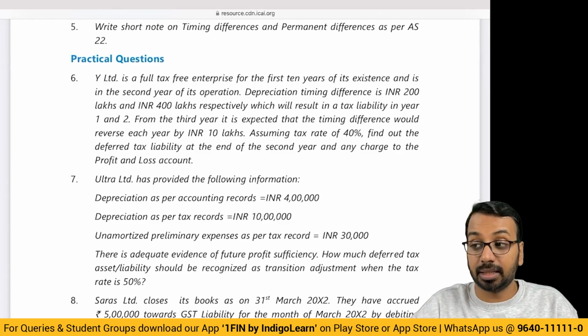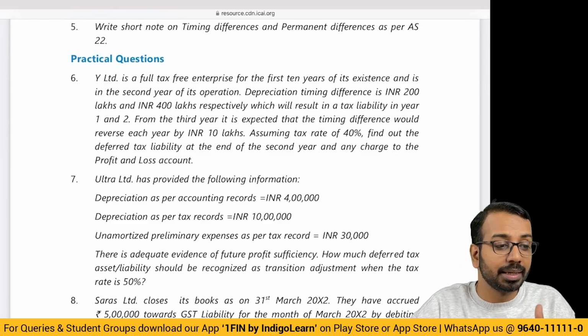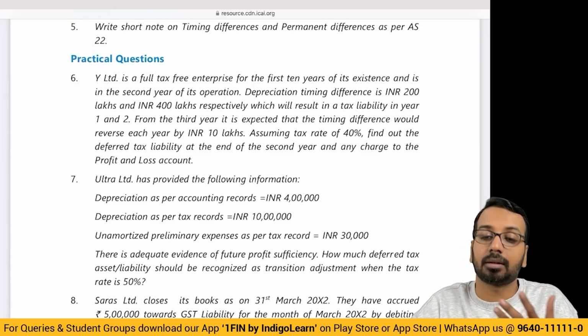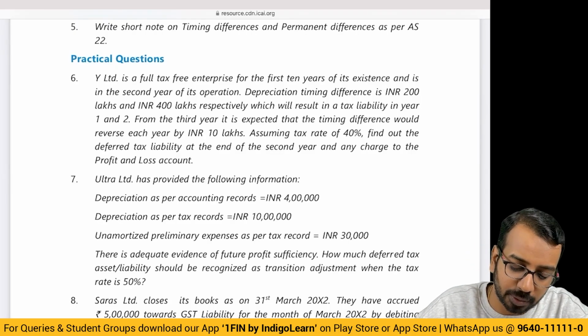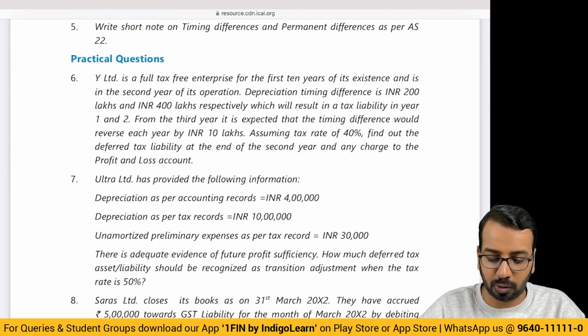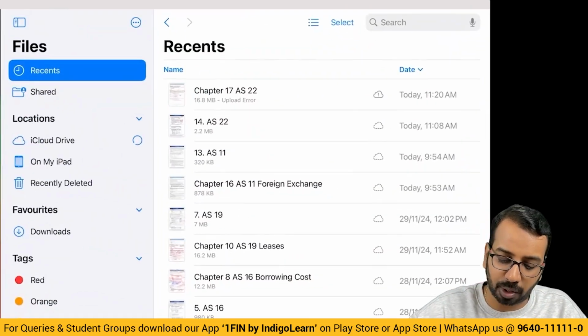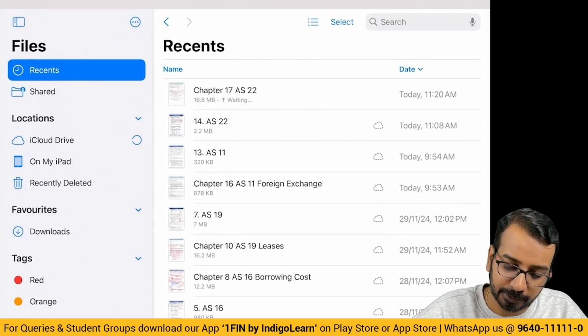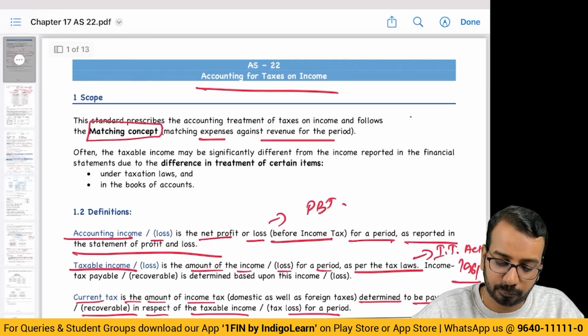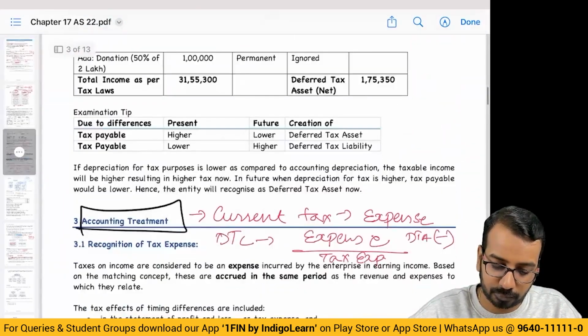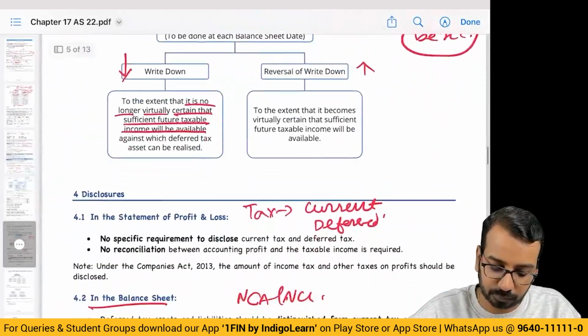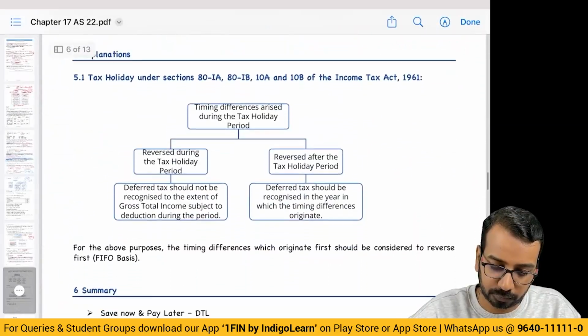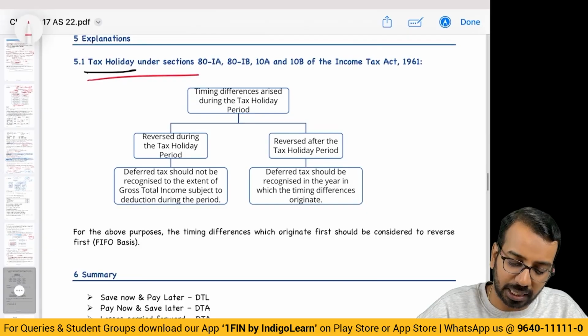Then there is another concept which has not been tested so often in the examination, but you should be aware of the concept on tax-free enterprise. So we'll look at the concept first, and then we'll come back to the question. Tax holiday or tax-free enterprises.